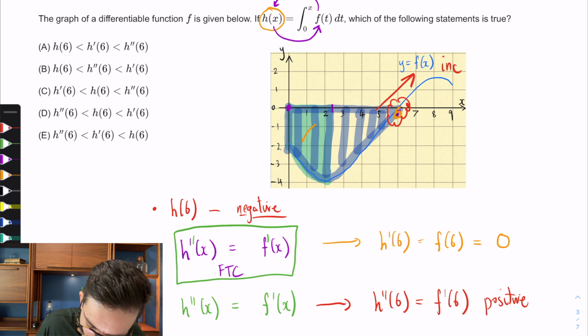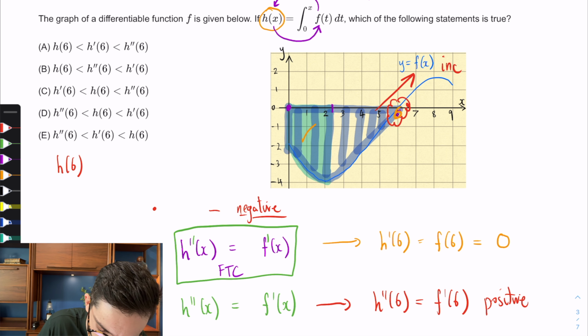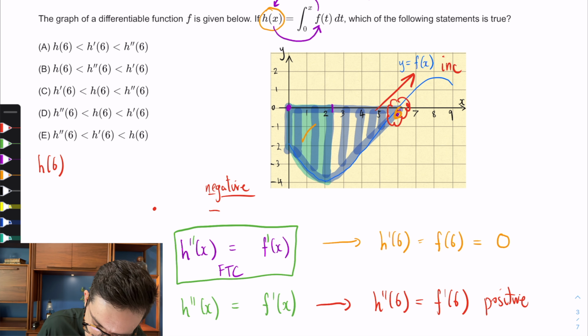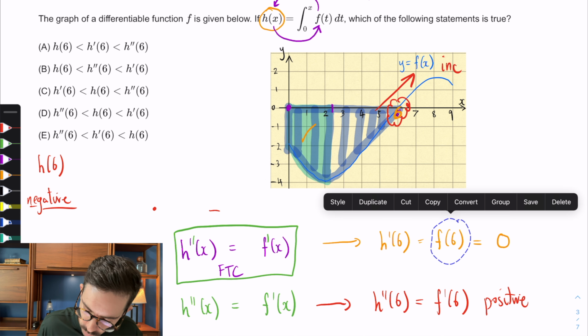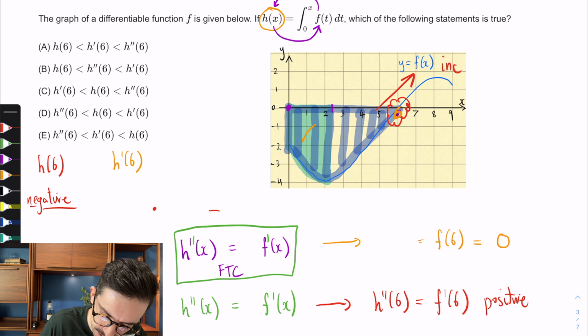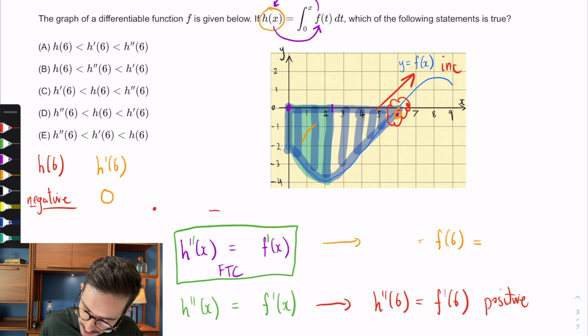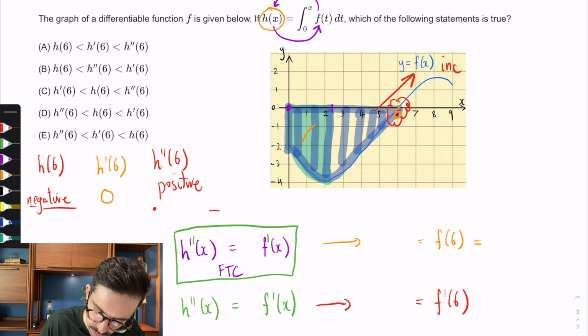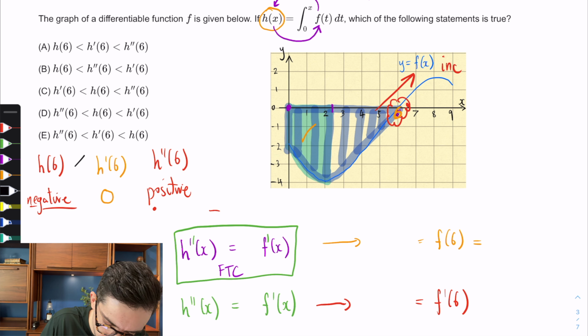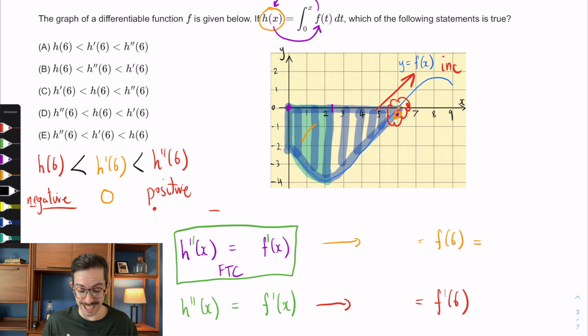Okay? Because I know that my least quantity, h of 6, is negative. I then have h prime of 6. Well, that was the quantity we figured out was 0. And finally, we just showed that h double prime of 6 is positive. So stringing all of this together, we get h of 6 is less than h prime of 6 is less than h double prime of 6. If we scan down our answer choices, we should see pretty quickly that is answer choice A.